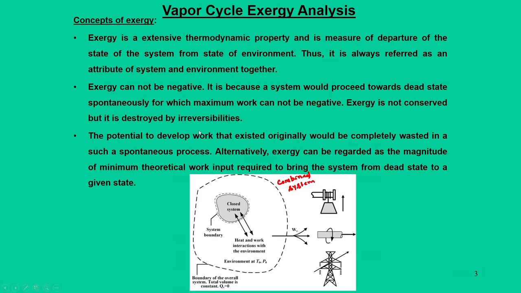So, the potential to develop work is known as the exergy. And another way we can view it is, if we can reach from the dead state to the system state, then we regard this minimum theoretical work as its work potential to bring the dead state to a given state. So, this concept leads to finding the work potential of a given system.